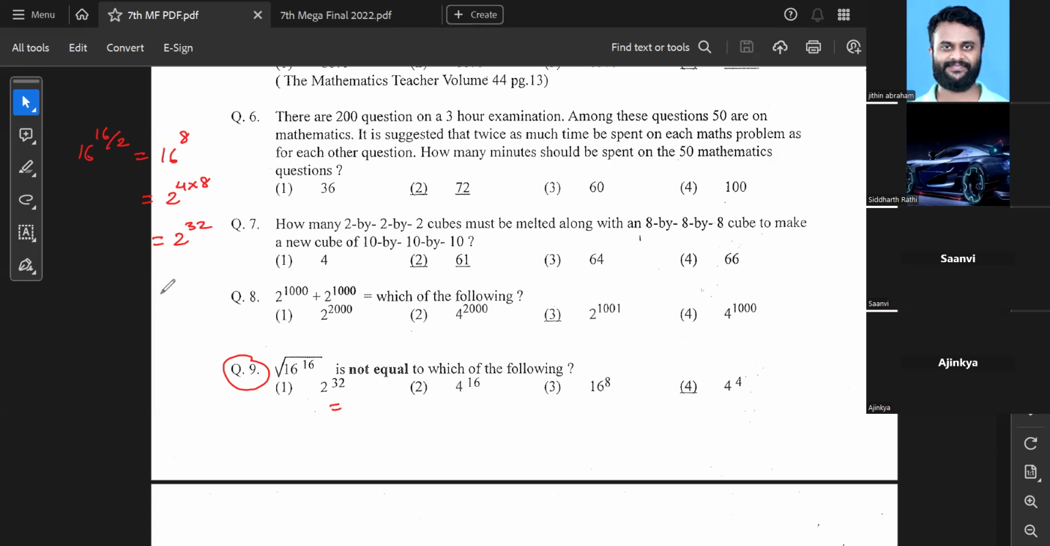4. 16 can be written as 4 raised to 2. Then multiplied by 8, that gives me 4 raised to 16. So this one is also equal. This one, it's already equal because I already have 16, 8. Since 4 raised to 16 is equal, which means 4 raised to 4 is not equal, which means this is my correct answer.